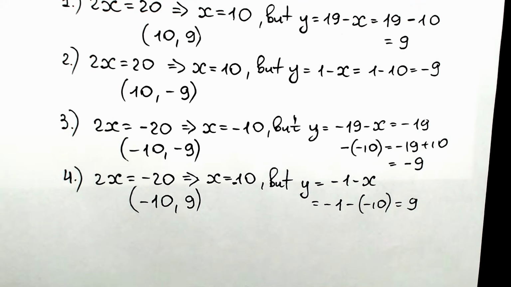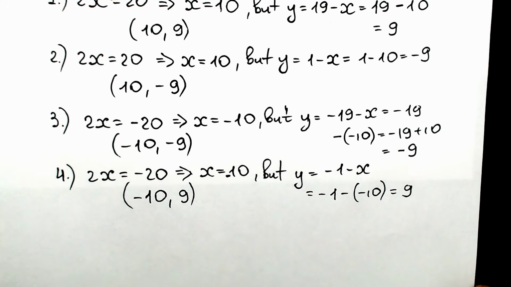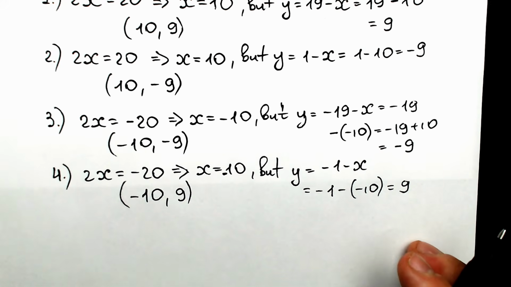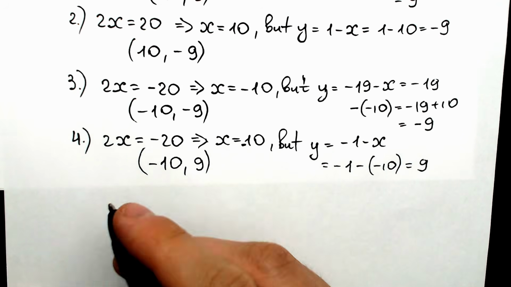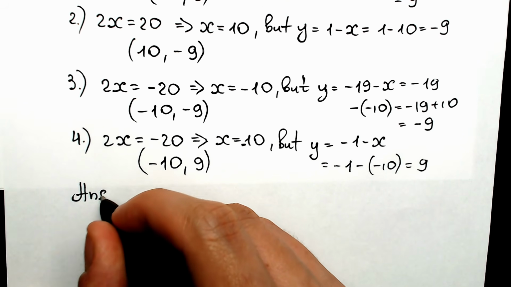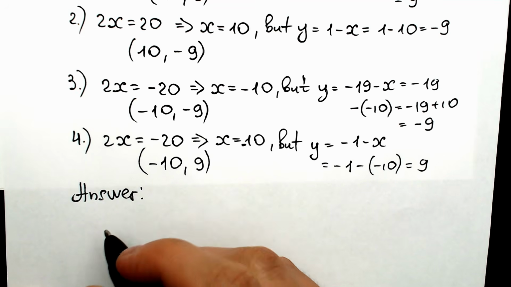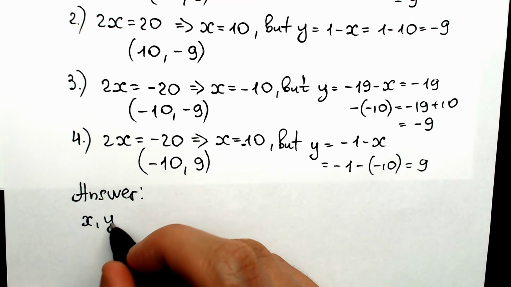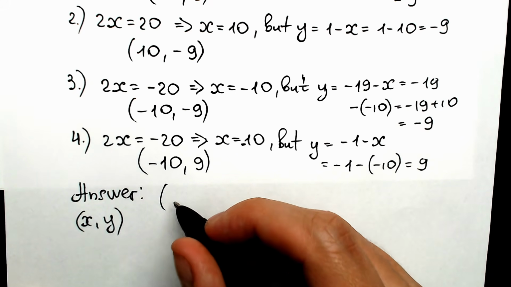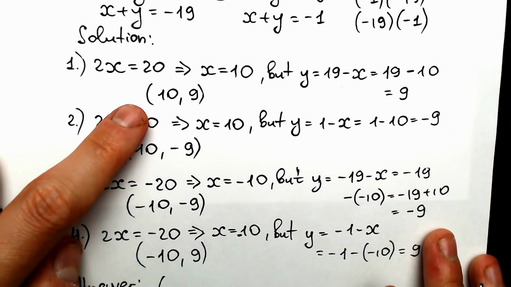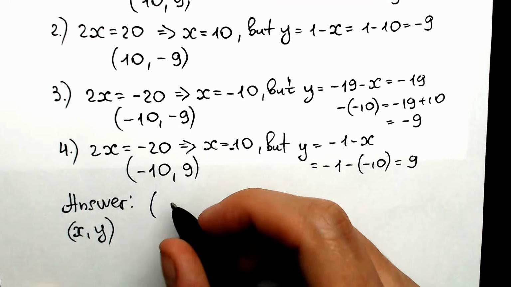So we solve this question, we have all possible pairs. And in the end, let's write our full answer. Let's gather all the possible pairs together. So our answer, we have x and y, our pair. First x, then next y. So we have first x and y. We have 10 and 9. This is our first pair.